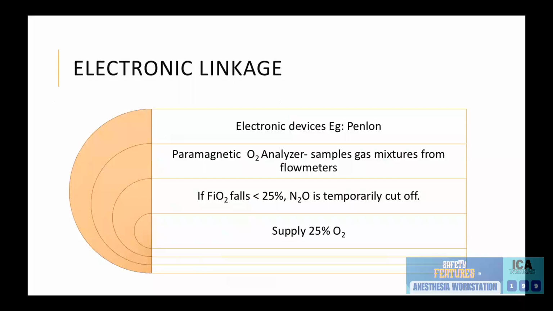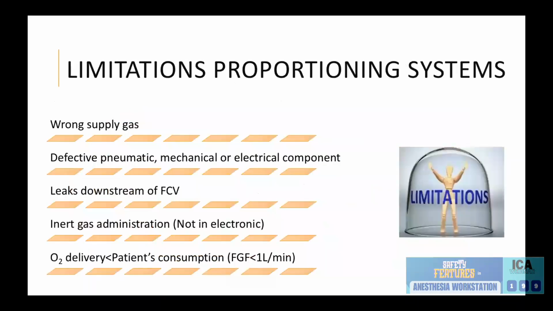Now, these were the mechanical linkages. There are also electronic linkages in devices like Penlon, where there is a paramagnetic oxygen analyzer, which continuously samples gas mixtures from the flow meters. So if FiO2 is again going below 25%, nitrous oxide is temporarily cut off. So this ends up supplying more than 25% or minimum 25% FiO2.